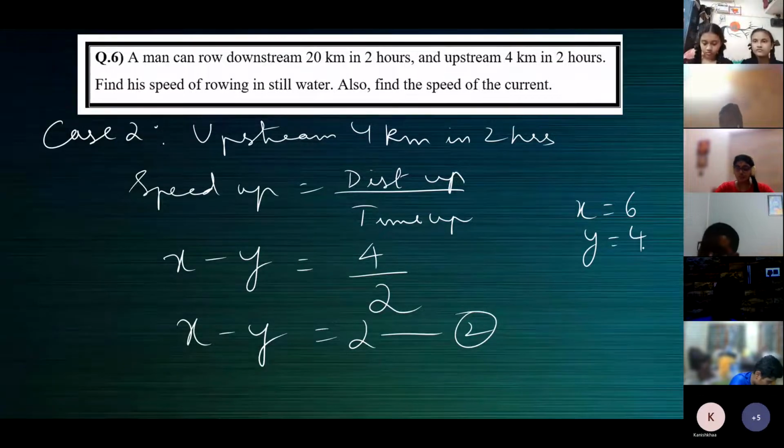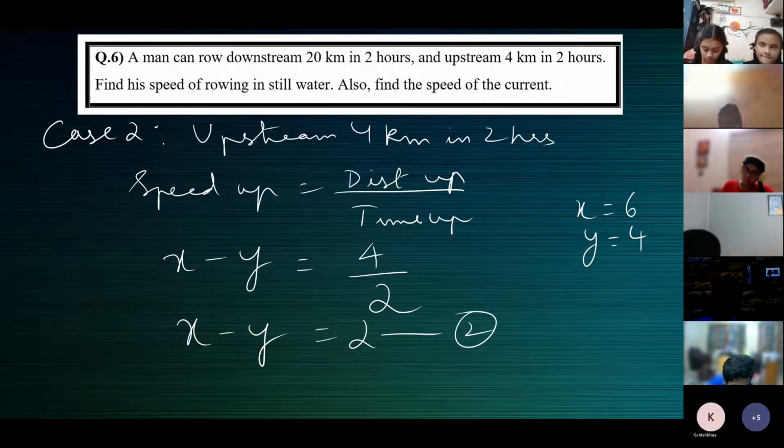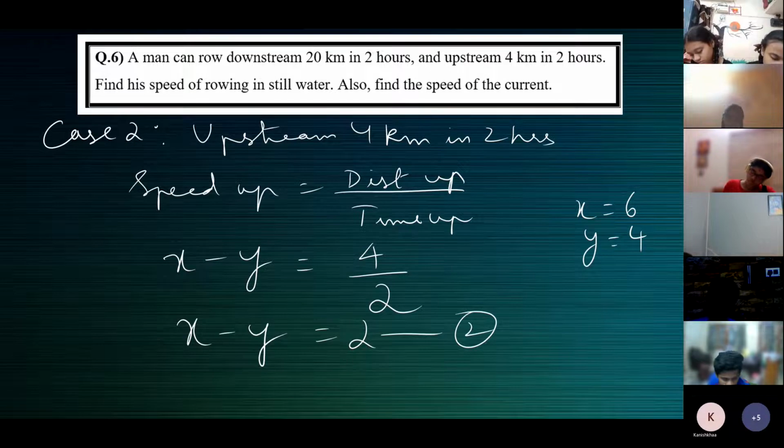So what is 6? Speed of the boat in still water. Please write that. Therefore, speed of the boat in still water. It's not the speed upstream and downstream. Go back and see what x and y are. X is the speed of the boat in still water. Y is the speed of the water. Speed of the boat in still water is 6 kilometers per hour. Go look at the assumption x and y.